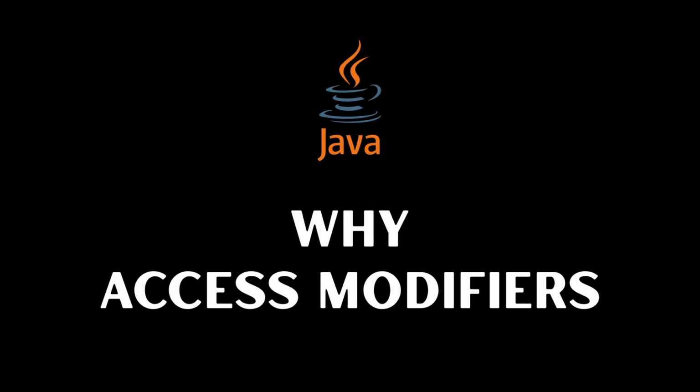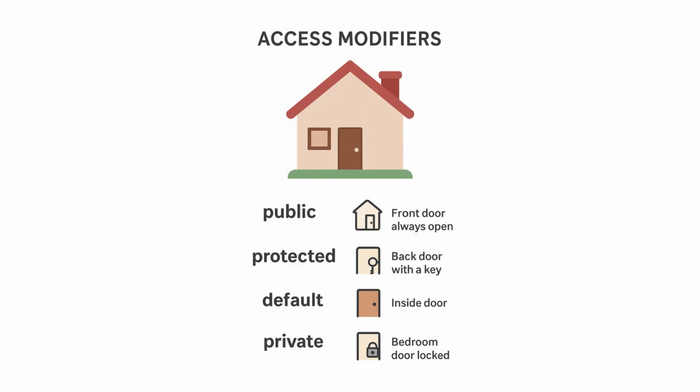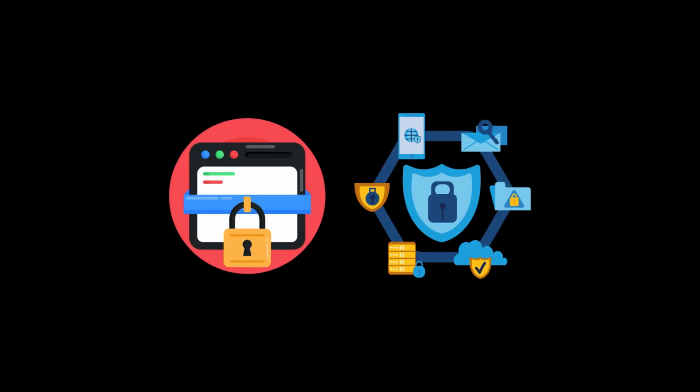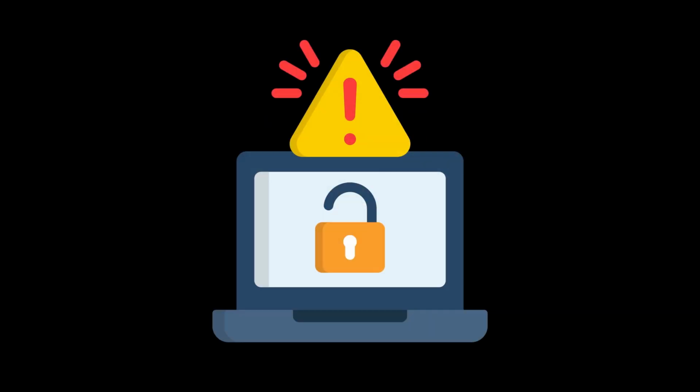So why does this matter? Because access modifiers help keep your data safe and your code organized. You don't want every part of your program messing with sensitive data like passwords, right?